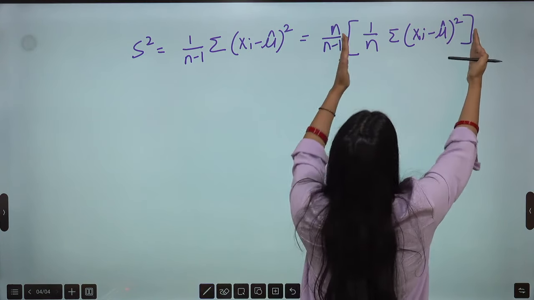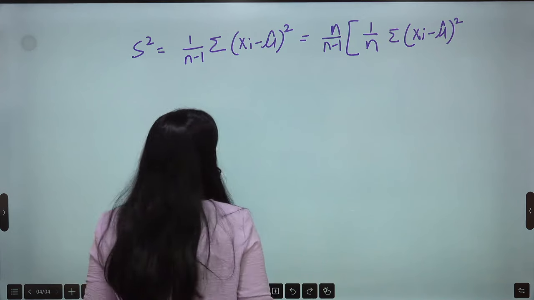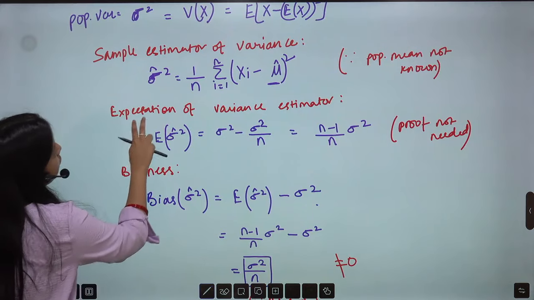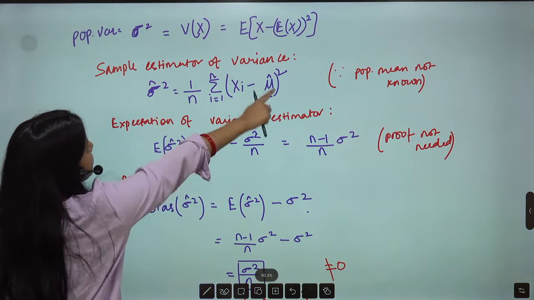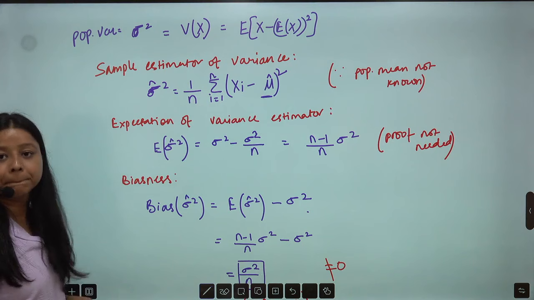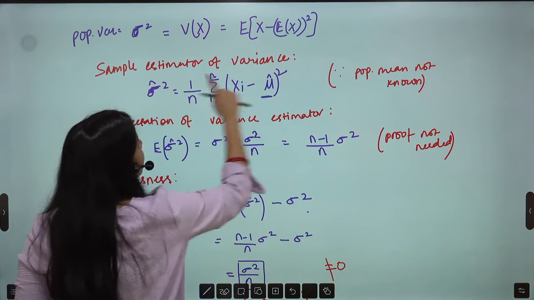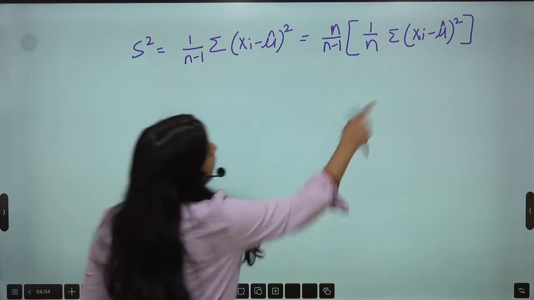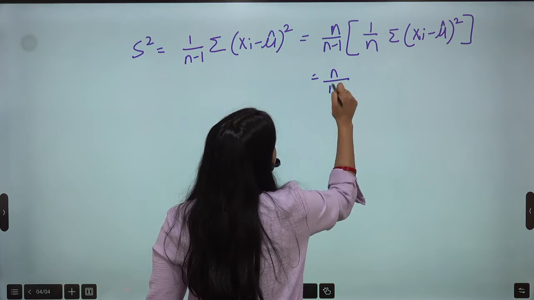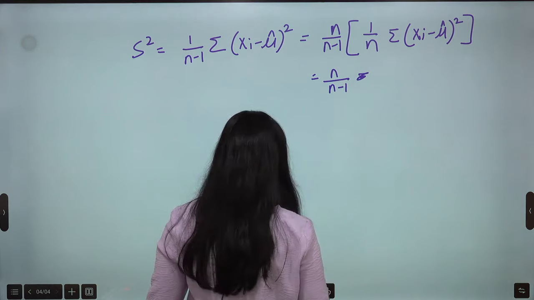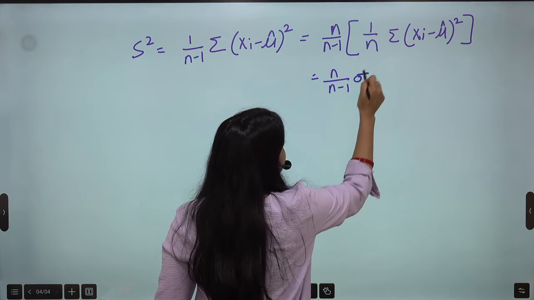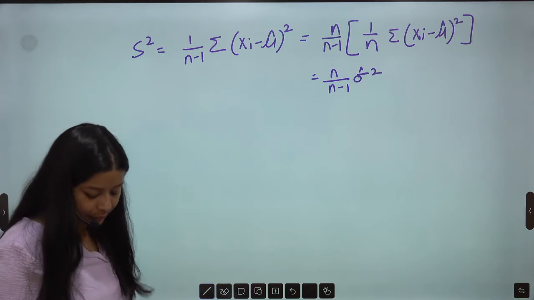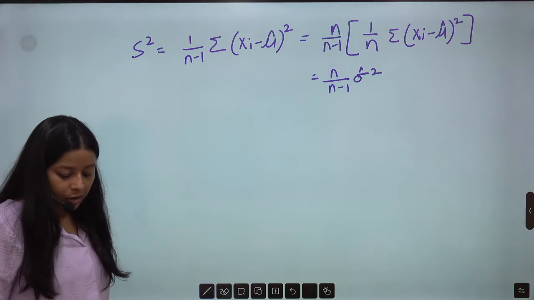This part is what? Is this part similar to what you wrote for sigma hat square? Is this part similar? Look, 1 by n summation, this whole thing is the same. Okay, so what does this become? n by n minus 1 times sigma hat square. See, this is it. Okay.